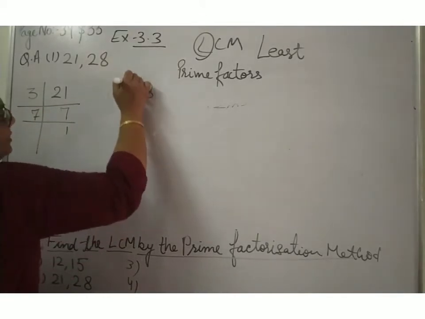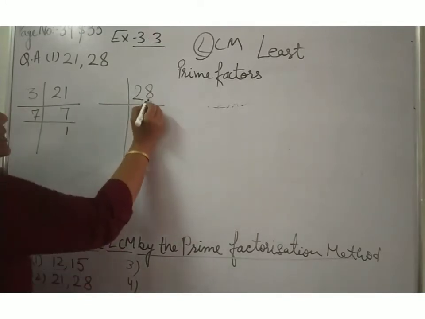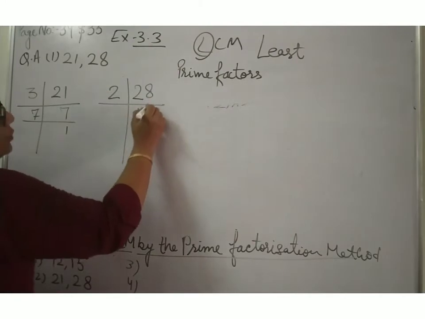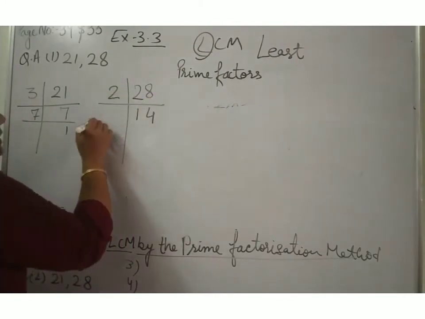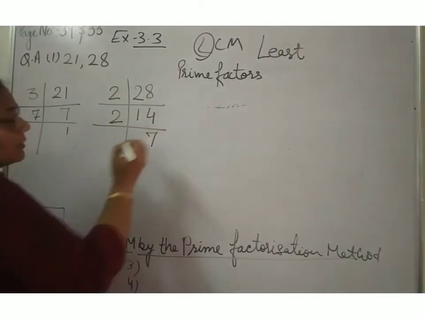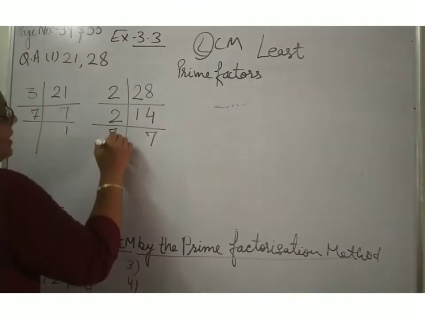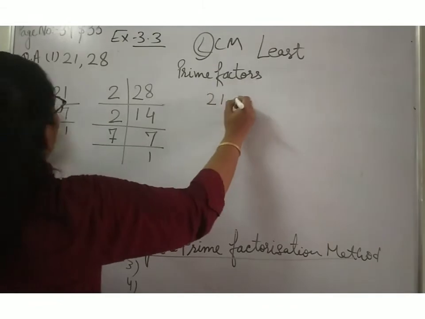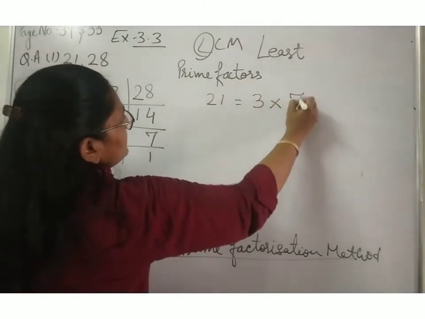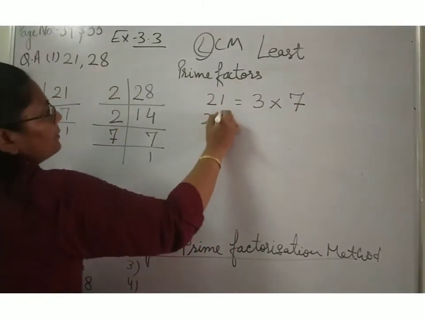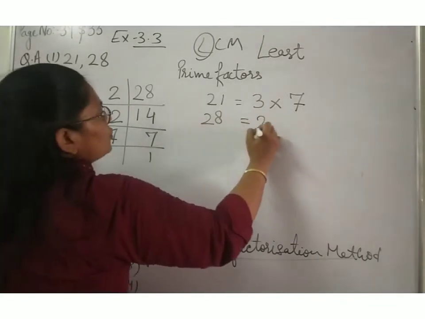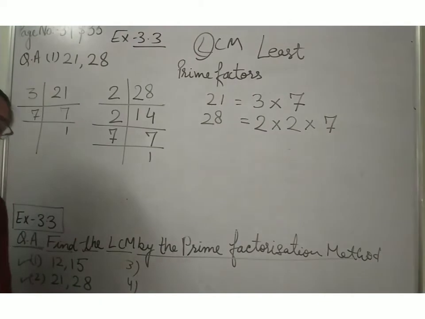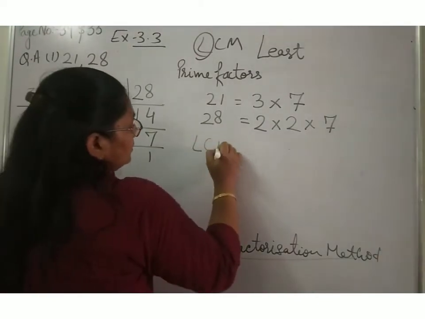Now 28. 28 is divisible by 2 because at the ones place it is having an even number. So 2 ones are 2, 2 fours are 8, 14 twos are 28. 2 sevens are 14 and 7 ones are 7. So prime factors of 21 are 3 multiplied by 7 and prime factors of 28 are 2 multiplied by 2 multiplied by 7.